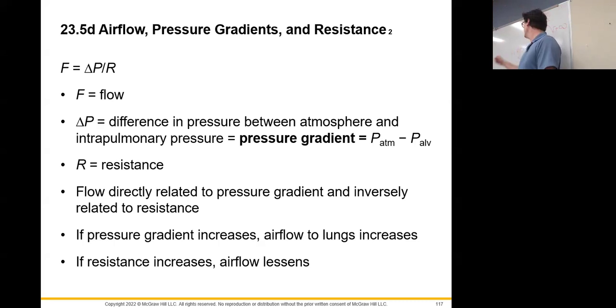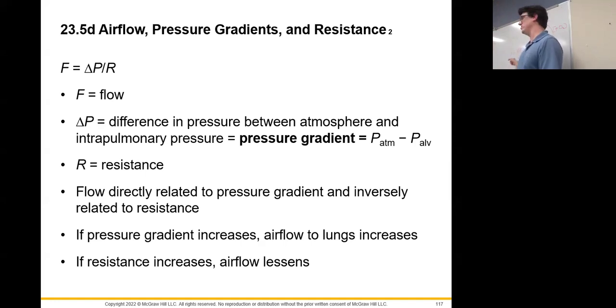That's it. Okay. If we increase the pressure gradient, we generate more flow. If we decrease resistance, we get more flow. If we do both, we get even more flow. So say we need a whole bunch of flow, like in the case of exercise, what are we going to do? We're going to breathe harder, and we're going to open up more of those alveoli so that we can get more air moving through them. So we're going to decrease our resistance at the same time. Does that make sense?